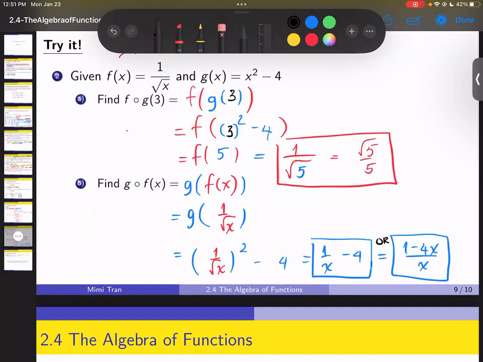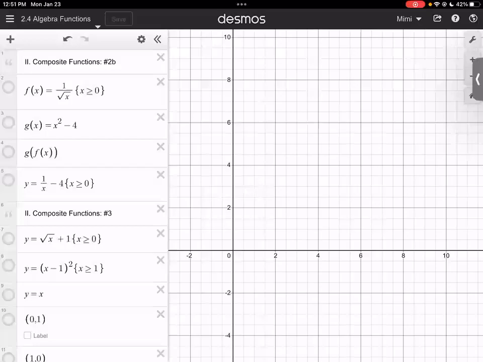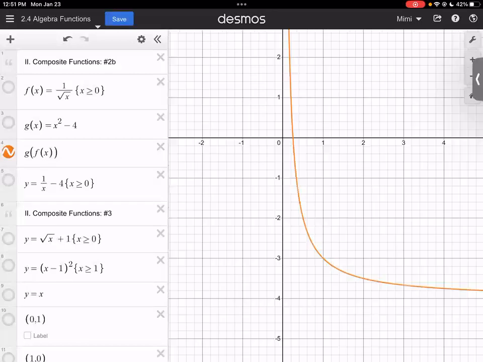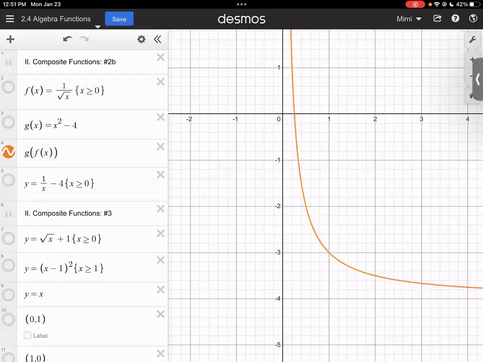Let me show you. Actually, you can do this on the decimals. So there I have my function f up top right there, and then my function g. Now I want to put f in g. So let's graph the orange graph for us right there. My answer is 1 over x minus 4.